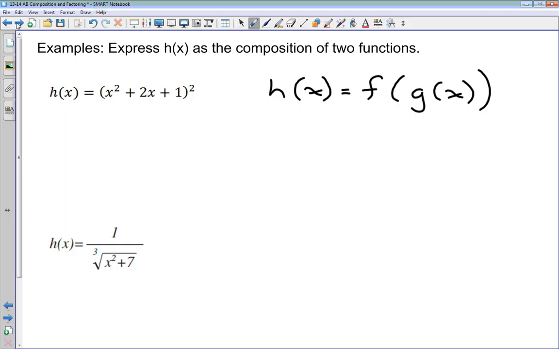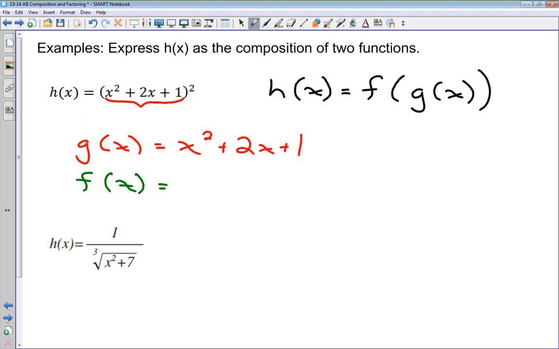And here I might even color code them here. G at x and f at x. Well, if I look at how I could break this apart, I could take this entire thing in here inside the brackets and think of it as one function. So g at x would be x squared plus 2x plus 1.